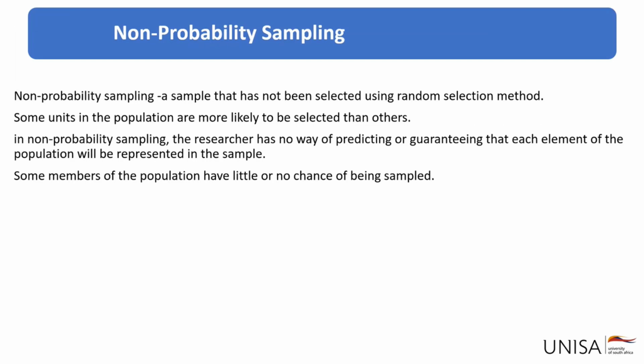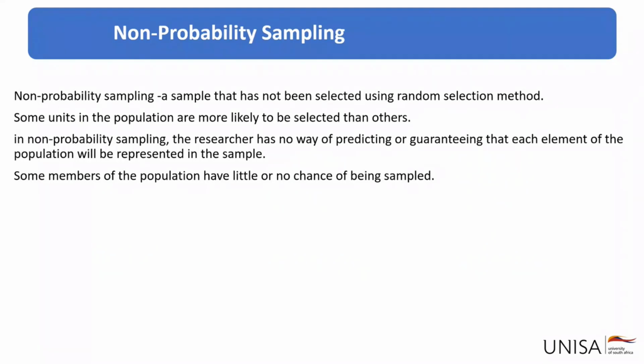Let's then look at non-probability. Now, again, remember the idea of research is, if you can understand the technical jargon that applies to every step that you take, then you've got the concept right. So for example, we were talking about probability. In probability, everyone has an equal chance of being selected because we use random selection there. Non-probability is the opposite. It's a sample that has not been selected using a random selection method. The other one uses a random selection method; this one doesn't.